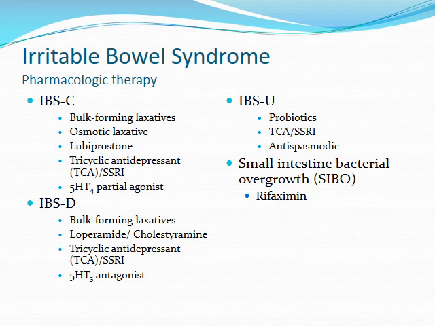On the other hand, for IBS with diarrhea, bulk forming laxatives are more useful here than, say, an osmotic laxative. You also utilize antidiarrheals like loperamide, cholestyramine, which we talked about back when we talked about hyperlipidemia. And then also you can see here that 5-HT3 receptor antagonists may be useful. You have kind of a mix of the two, or an undefined IBS. You can see probiotics being useful here. Again, TCAs or SSRIs, and then antispasmodics. And then for one special case, small intestine bacterial overgrowth, or SIBO, we have a specific drug called rifaximin that we'll see being used.